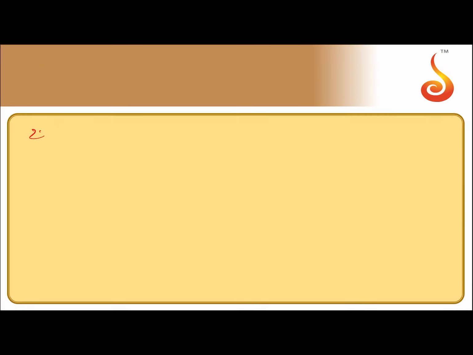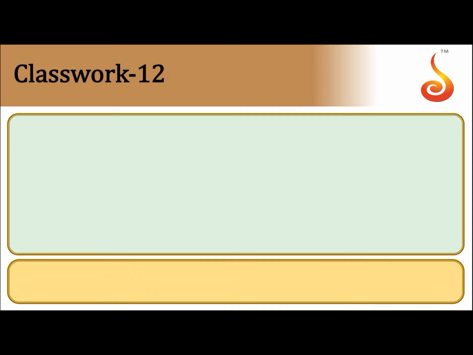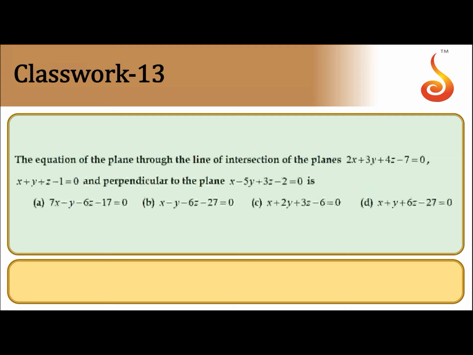Pi 1 is nothing but 2x minus y plus z minus 2 divided by root 6, is equal to minus x plus 2y minus z minus 3 divided by root 6. These two get cancelled, and then simplifying, bringing minus 1 to the left hand side, you'll be getting 3x, and minus 2y brought to the left hand side plus y, and of course z gets cancelled, you'll be getting plus 3, brought to the left hand side, minus 5 is equal to 0. So 3x plus y minus 5 is equal to 0. So the answer is D option.